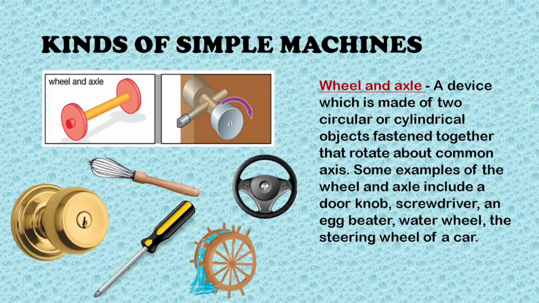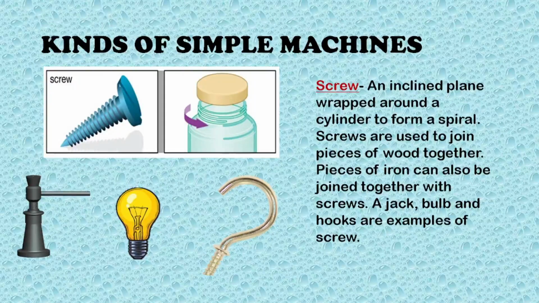Number 5 kind of simple machine is the screw. A screw is an inclined plane wrapped around a cylinder to form a spiral. Screws are used to join pieces of wood together. Pieces of iron can also be joined together with screws. A jack, bulb, and hooks are examples of screw.